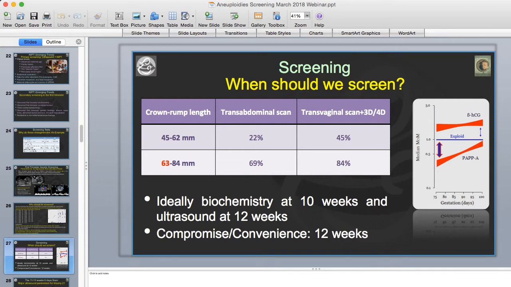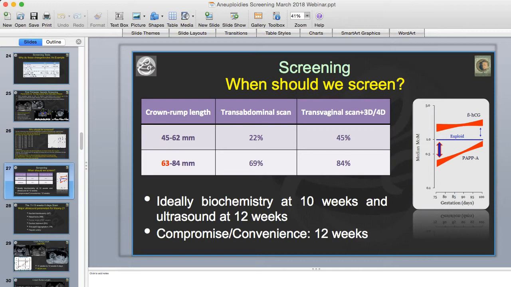If we want to see the fetus better, which is what we do now, because we like to do a structural assessment also, then this chart tells me that when the fetus exceeds 63 millimeters of crown-rump length, I can see a lot more structural abnormalities. So ideally then, I need to screen my fetus with ultrasound at 12 weeks and biochemistry at 10 weeks. But it's inconvenient for the patient, and therefore a large number of clinics and setups now actually compromise and say, okay, we'll do everything at 12 weeks and then finally give them a result. But the ideal way, of course, is biochemistry at 10 weeks and ultrasound at about 12 weeks.